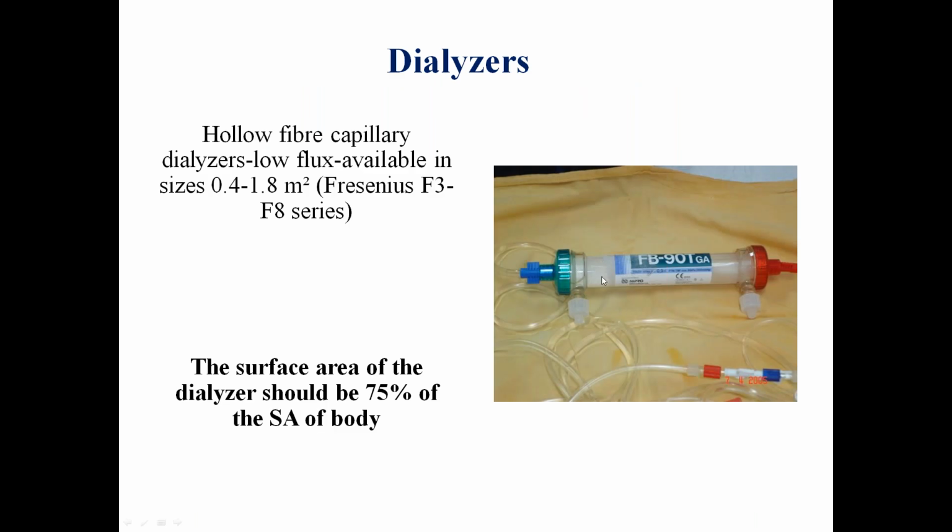And this is a typical hollow fiber dialyzer with pediatric tubings, and the dialyzer is different for different age groups. Essentially you choose a dialyzer by the surface area of the child. You need to use a dialyzer which has a surface area of about 75% of the patient's body.